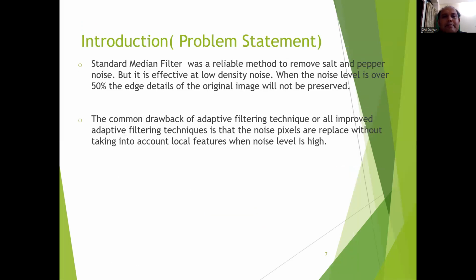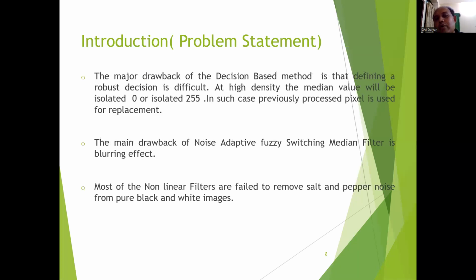Problem statement. The standard median filter was a reliable method to remove salt and pepper noise at low density only. But when the density is over 50%, the details of the original image are not preserved. The common drawback of adaptive filtering techniques, or all improved adaptive filtering techniques, is that the noise pixels are replaced without taking into account local features when noise density is high. The major drawback of the decision-based method is that defining a robust decision is difficult at high density. The median value will be 0 or 255. In such a case, a previously processed pixel is used for replacement.